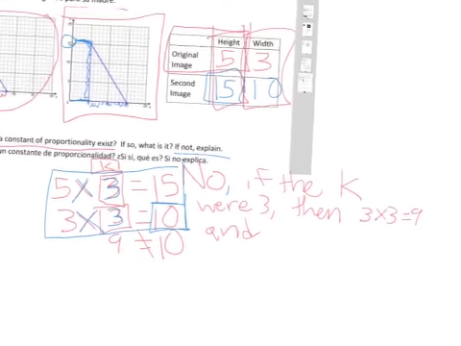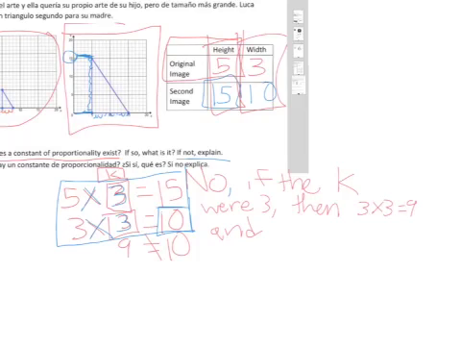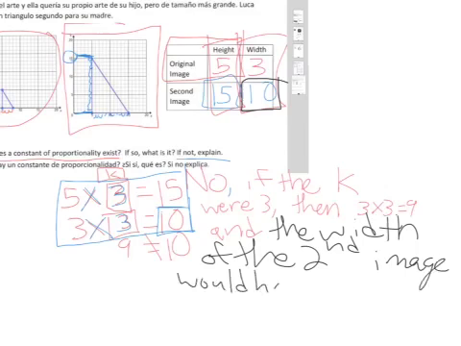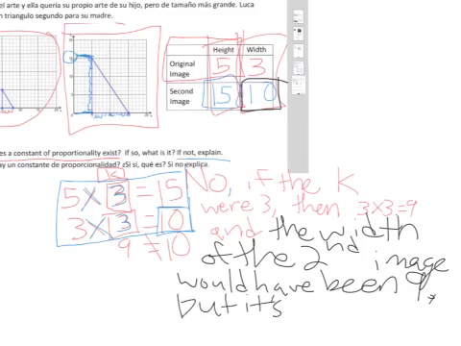Let's take a look at what we have here. The width of the second image would have been 9. But it's not, comma, it's 10.